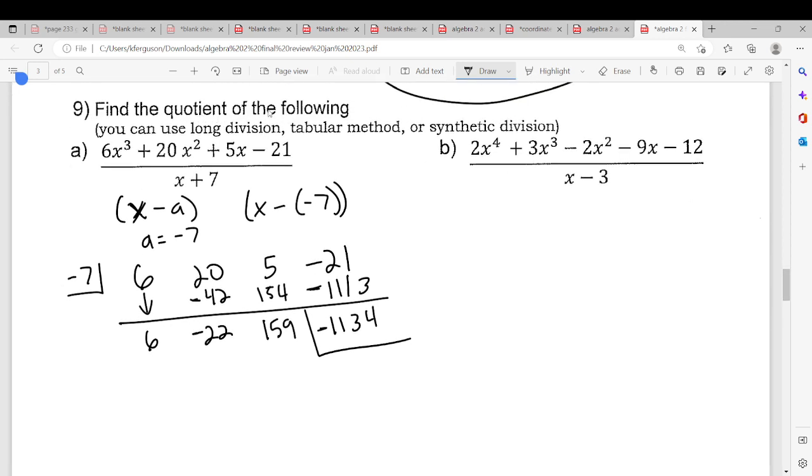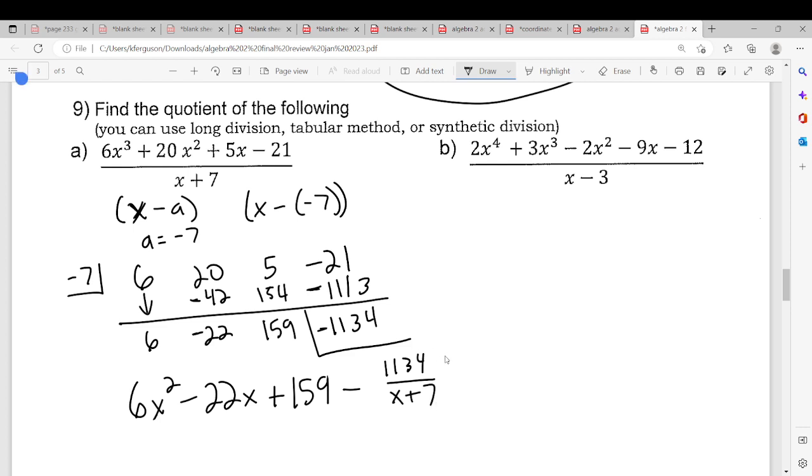It said find the quotient. So I started with x to the third power, so this is going to be x to the second. So that's 6x to the second minus 22x plus 159 minus 1134 over x plus 7. That's my answer. You put the remainder over whatever you divide it by. That's how you do synthetic division when you got a remainder.